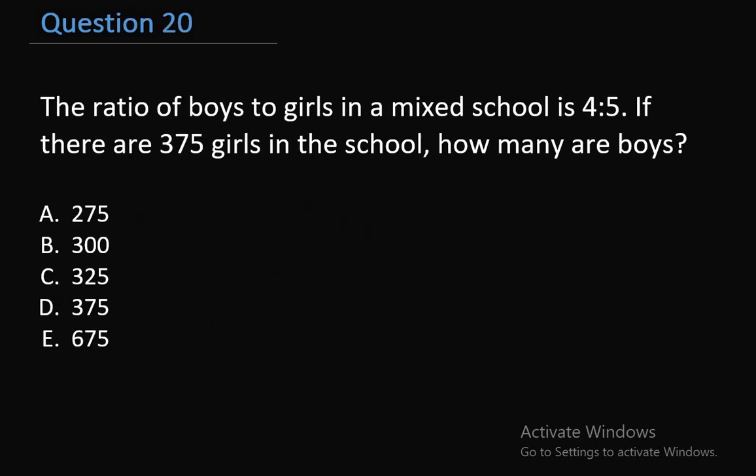Question 20. The ratio of boys to girls in a mixed school is 4:5. Let this 4 be for boys, the 5 be for girls. If there are 375 girls in the school, how many are the boys? Whatever you are looking for should be the numerator. We are looking for boys. We have 4/5 times 375, all over 1.